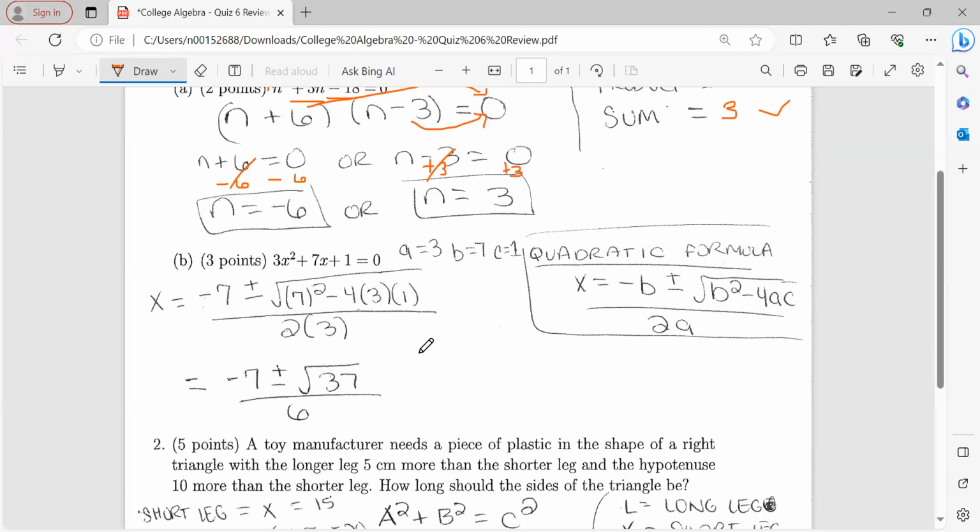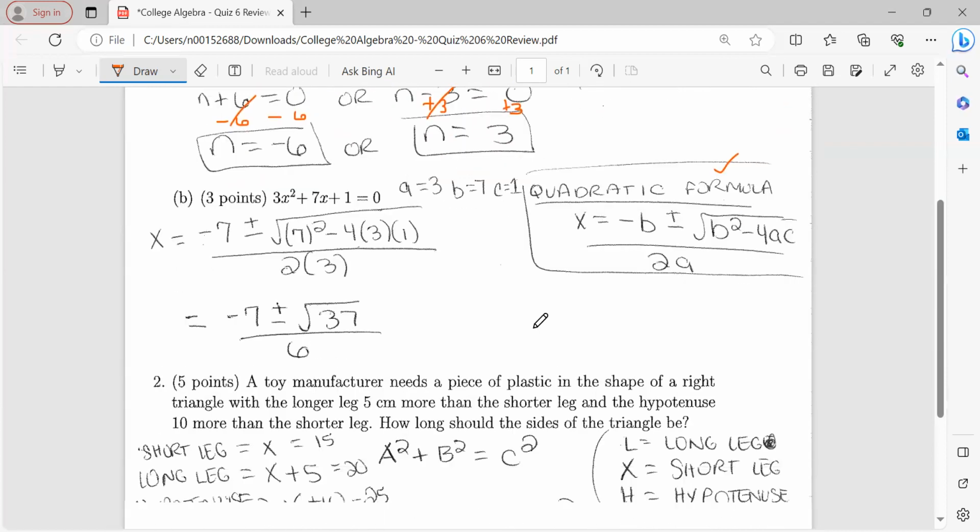The next problem, we have another trinomial we want to solve, but this time our leading coefficient is not 1. We have 3x squared plus 7x plus 1. And we're going to use the quadratic formula, which you see here, to solve this problem.